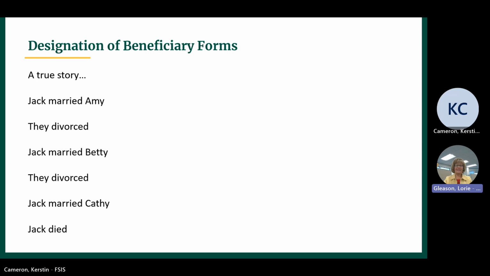This true story illustrates the importance of keeping designations current. Jack was a federal employee. When he was first hired, he completed all the designation forms designating his wife, Amy. Later, he was divorced and he married Betty. He changed his life insurance designation to his new wife, but he did not change the other designations.